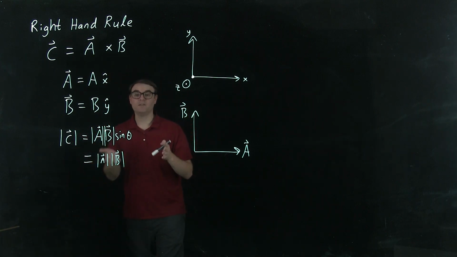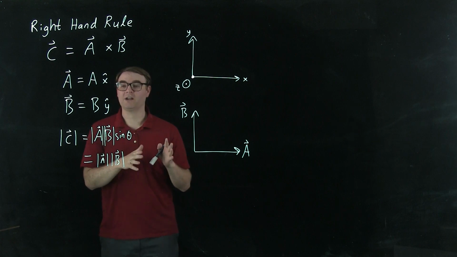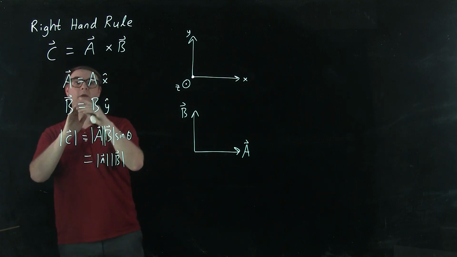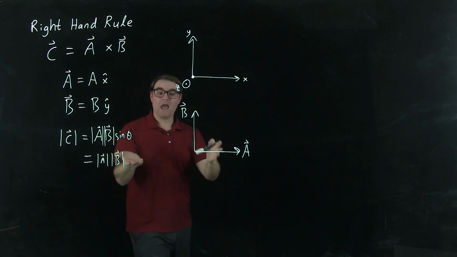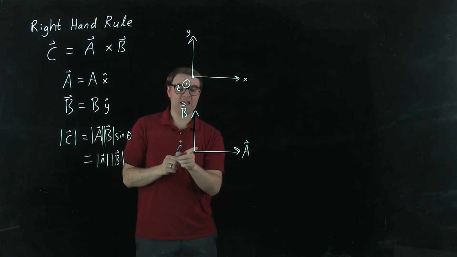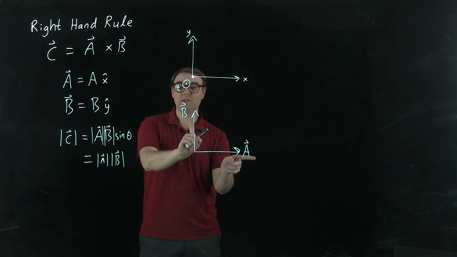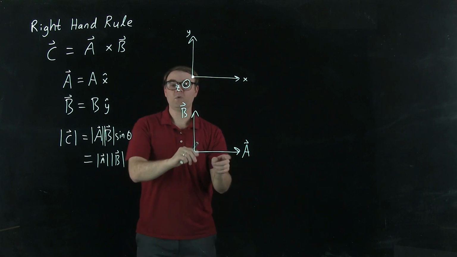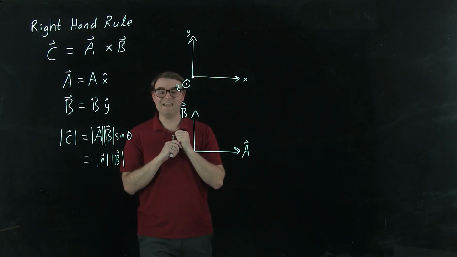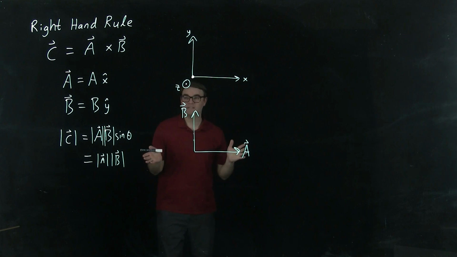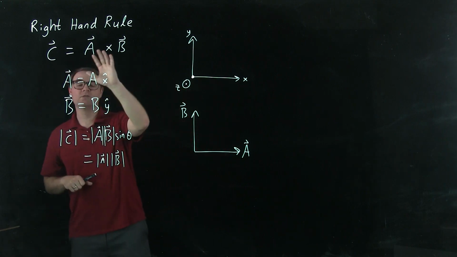But how is it that I get the direction of the cross product? I know that the vector C should point perpendicular to both A and B, but I have two options, right? A and B are defining the plane of my board here, which means the vector that points out at me could be the vector for the cross product, or the one that points into the board. So to figure this out, I have to use something called the right-hand rule.